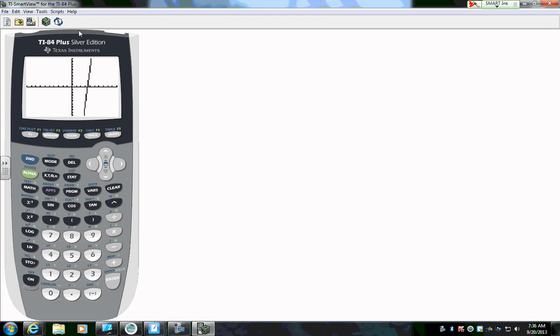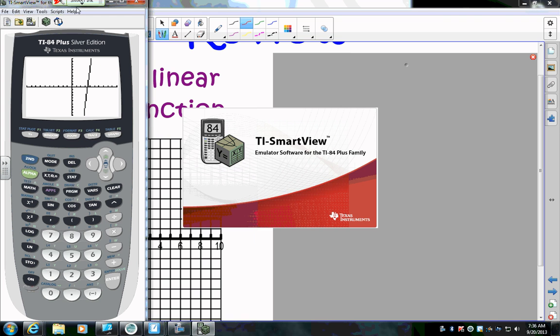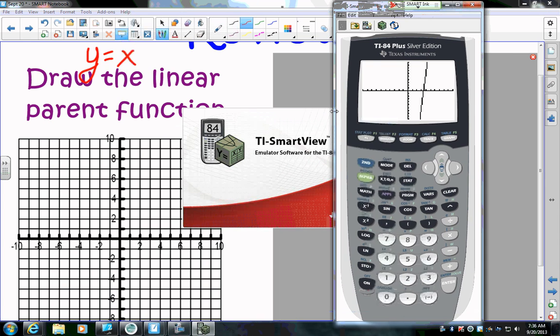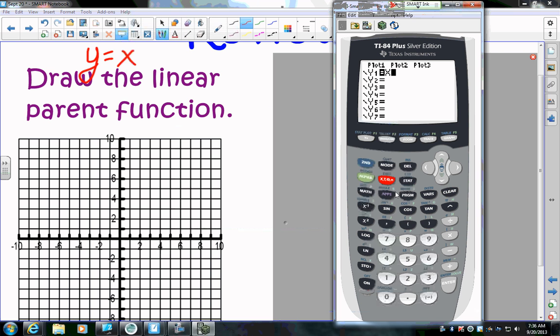Y equals x. Oh, it went crazy again. Try again. There we go. Go to y equals, put in there y equals x, and press graph. Looking at the linear parent function, first off, it's always increasing. From left to right, it's going up. Then, it always goes through 0, 0.